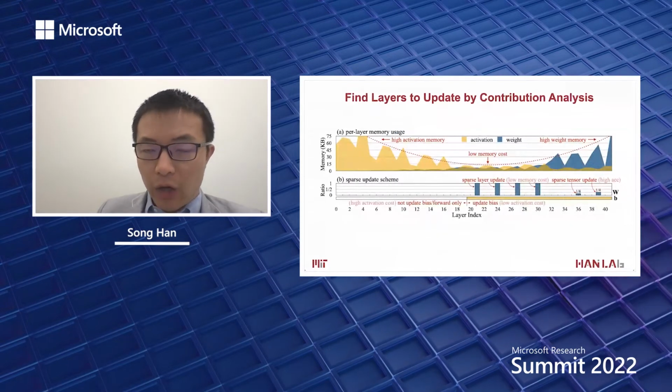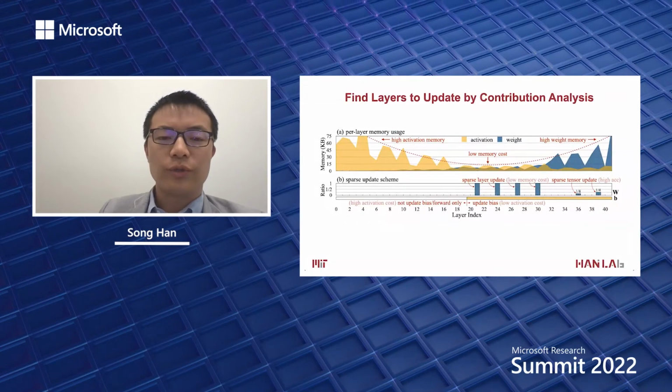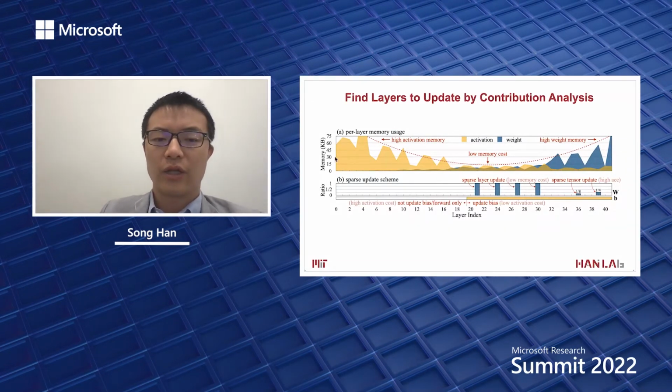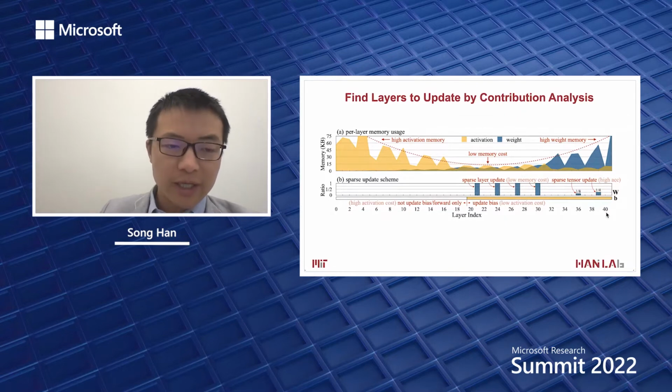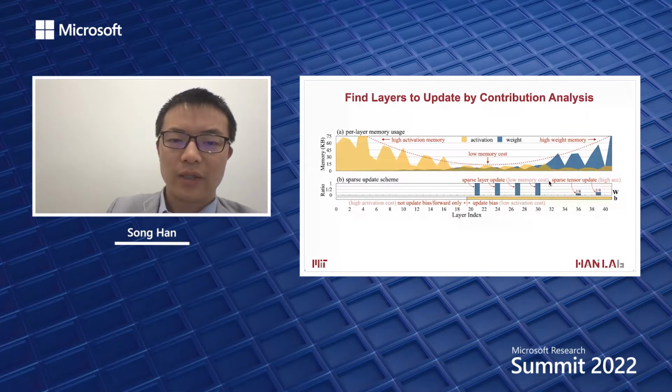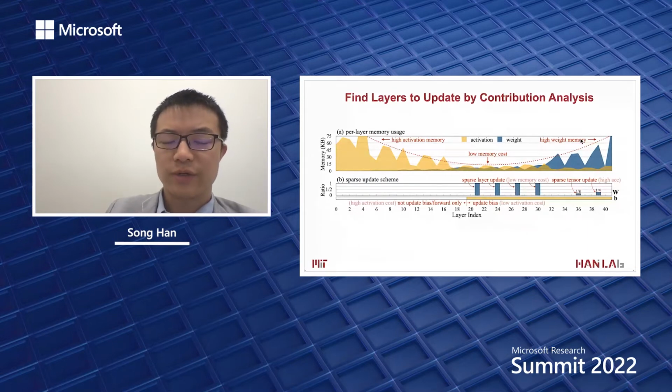And then we want to automate this process by this contribution analysis. So here are all the layers. Altogether we have more than 40 layers in this MCUNet. Okay, and then we are going to see what is the activation memory. Activation memory actually decreases with the layer number, and the weight actually increases with the layer number. Since the resolution is getting lower, the activation memory is lower, and the number of channels is increasing, therefore the weight memory is increasing.